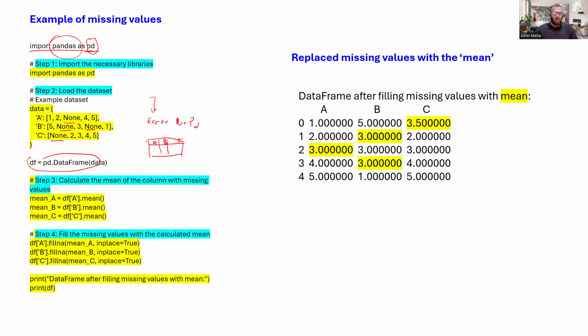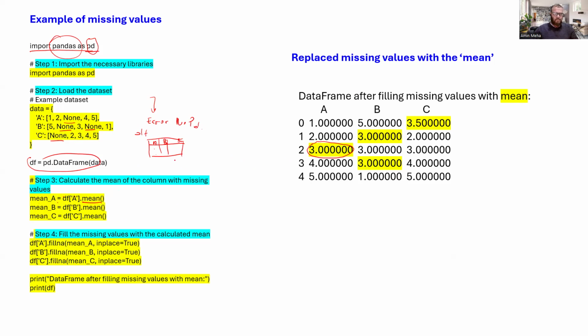Then we're going to replace everything that is missing here with the mean. So the mean of A: df A dot mean is going to calculate exactly the mean of A, which is 5 and 4, 9, and 3, 12. 12 divided by 4 equals 3. That's the 3, and it has been replaced by the average, the mean.